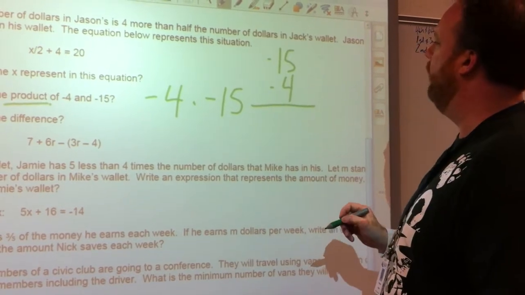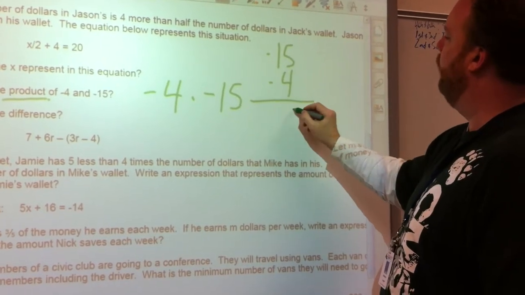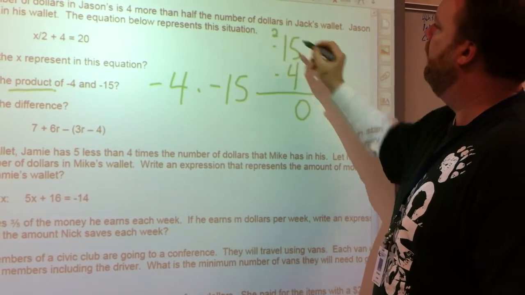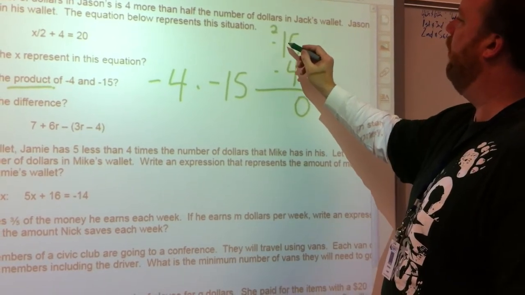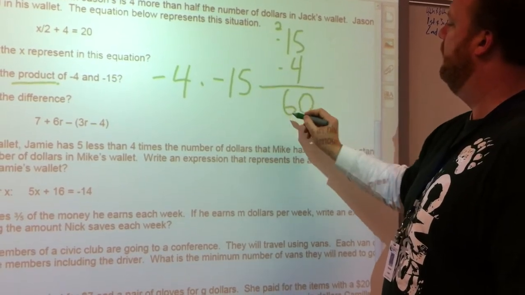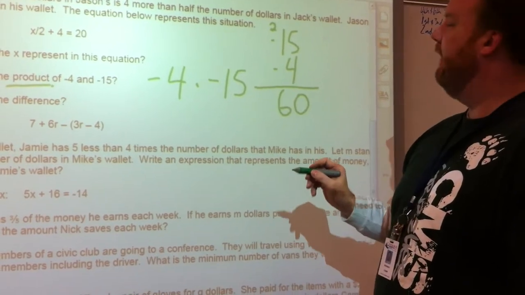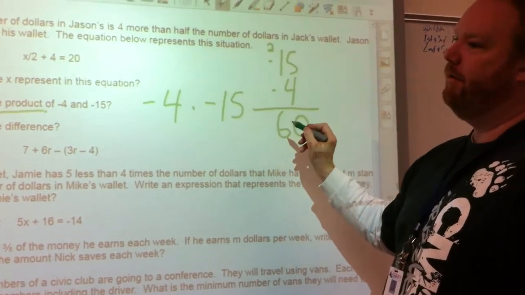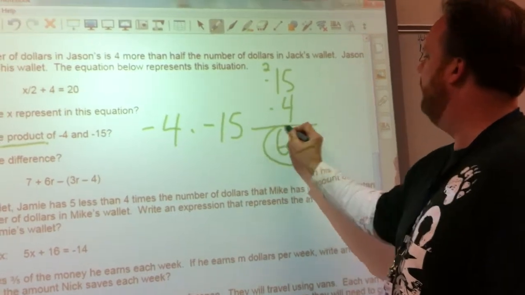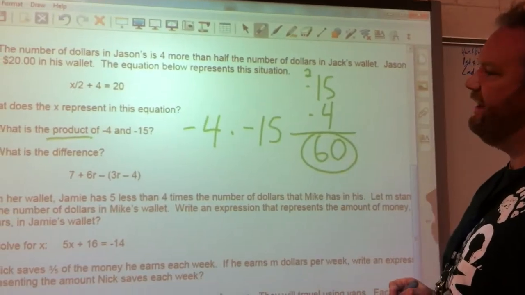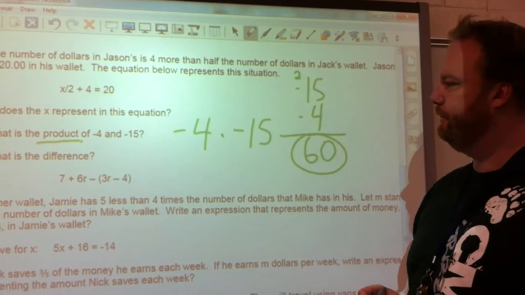-15 times a -4. 4 times 5 is 20. We carry the 2. 4 times 1 is 4, plus 2 is 6. And we know we retain a positive sign, or we know that the answer will be positive. Therefore, the answer to this question will be 60. Positive 60.